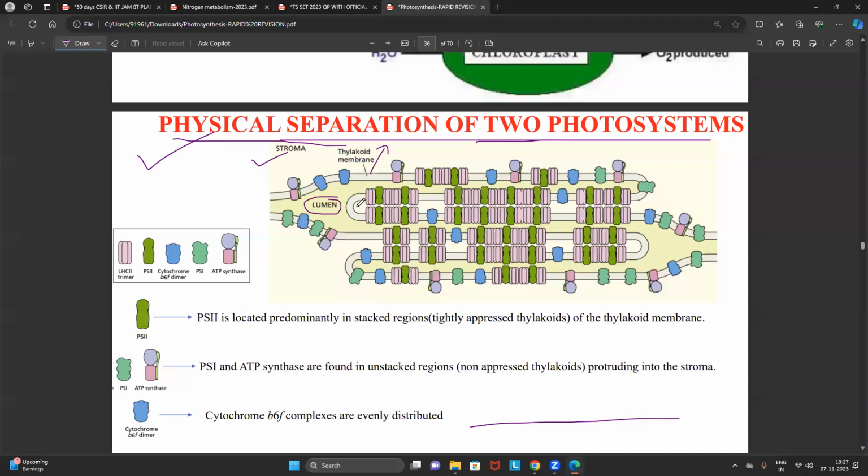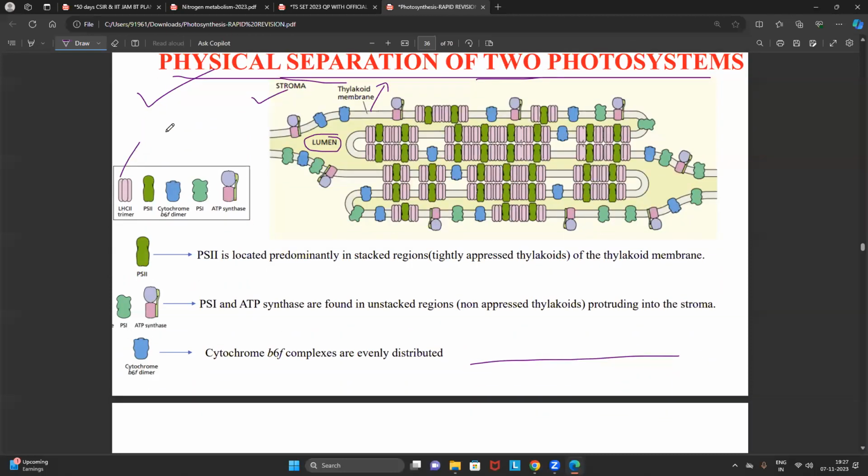Now all the students focus. This is the LHC. I strongly believe every one of you remembers what exactly the LHC means. LHC means it is made up of antenna pigments. It is made up of reaction center. I hope you remember. This is the PS2. Good. And this is the cytochrome b6f. This is the PS1. And this will be the ATP synthase enzyme. All the students look into the picture very correctly.